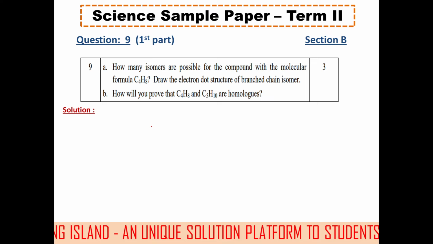So here it is mentioned the C4 acid. How many isomers are possible? Draw the electron dot structure of the branch chain isomer. So for the branch chain, there will be 4 isomers possible. I am showing you one by one.